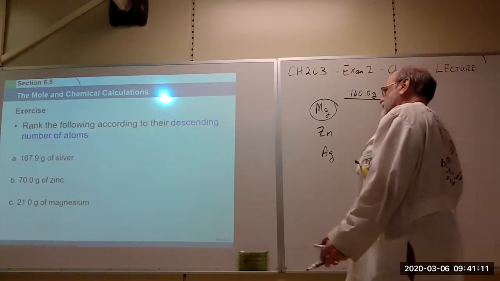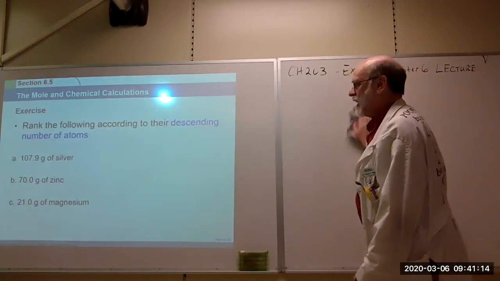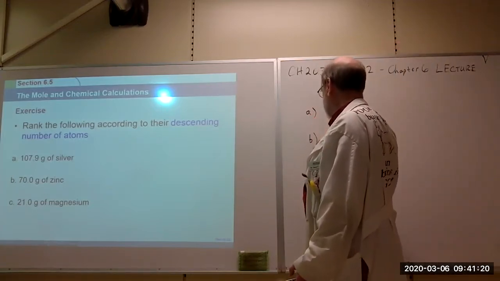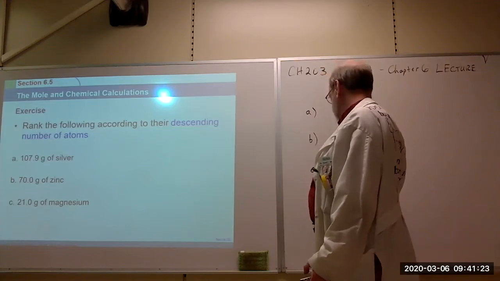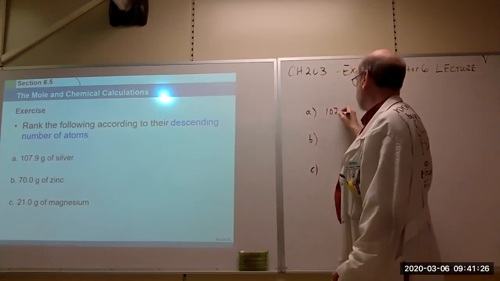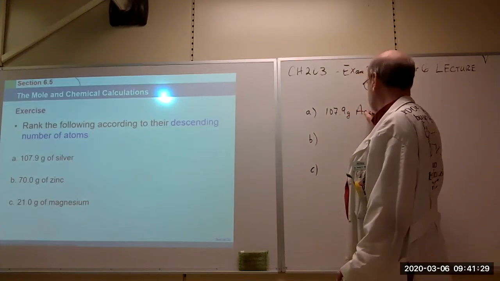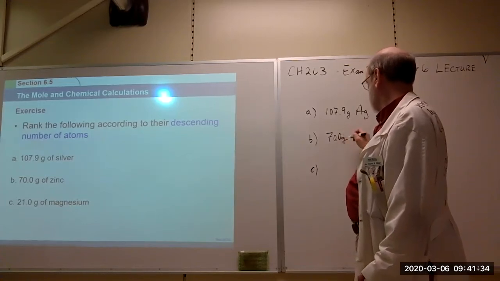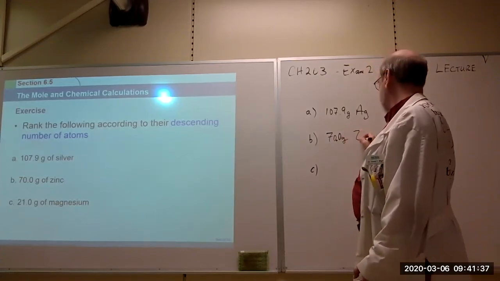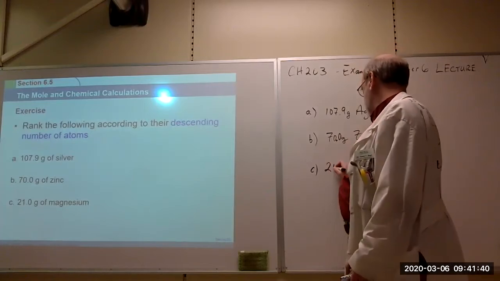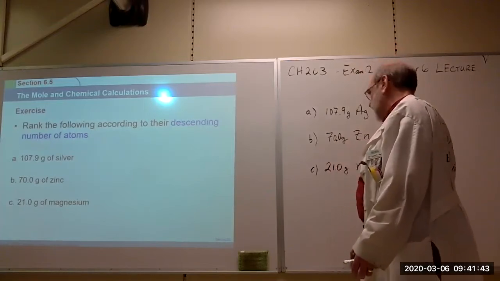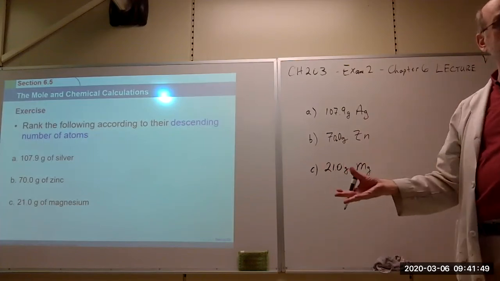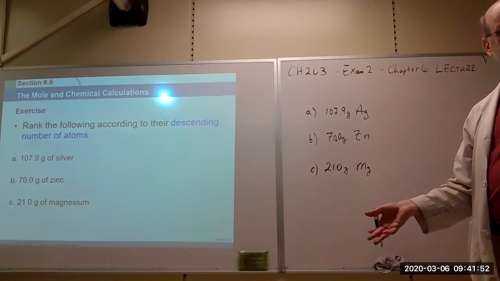Okay, let's try this one. Say we have these individual samples of silver, zinc, and magnesium. I changed the order on us, didn't I? 107.9 grams of silver, 70 grams of zinc, and 21 grams of magnesium. Now we want to put those in descending order of number of atoms. So we want the most first, then the next, then the least.